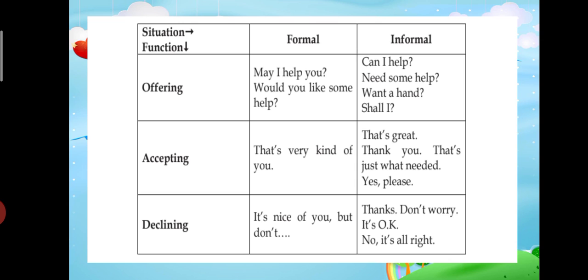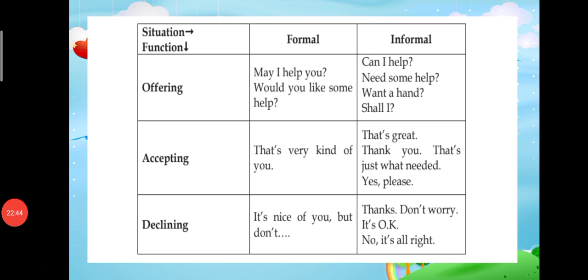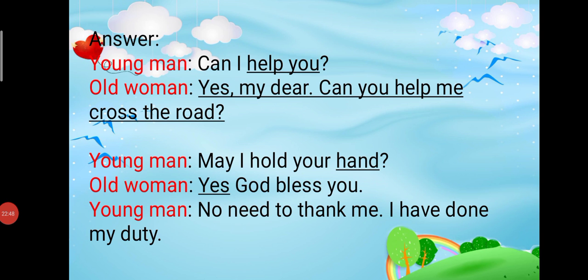And declining is when you don't want help. When it is offered by somebody, you don't want the help because you can manage on your own. At that time you decline. What do you say? "It's nice of you, but don't trouble yourself, maybe. Thanks. Don't worry. It's okay. No, it's all right." So please keep in mind these expressions. These expressions are very, very important.